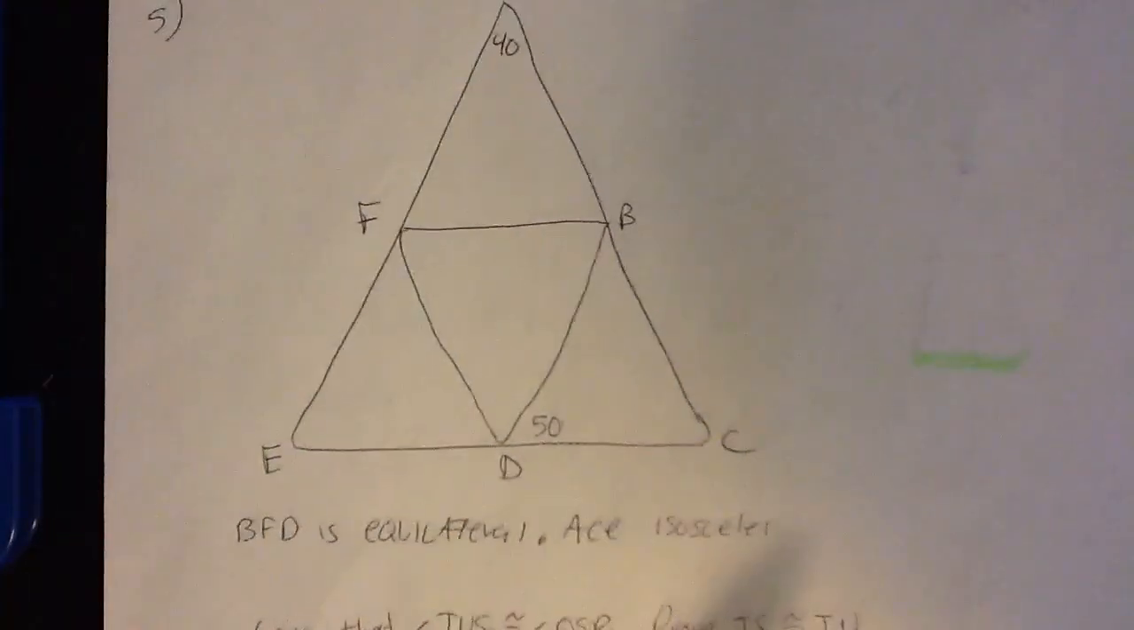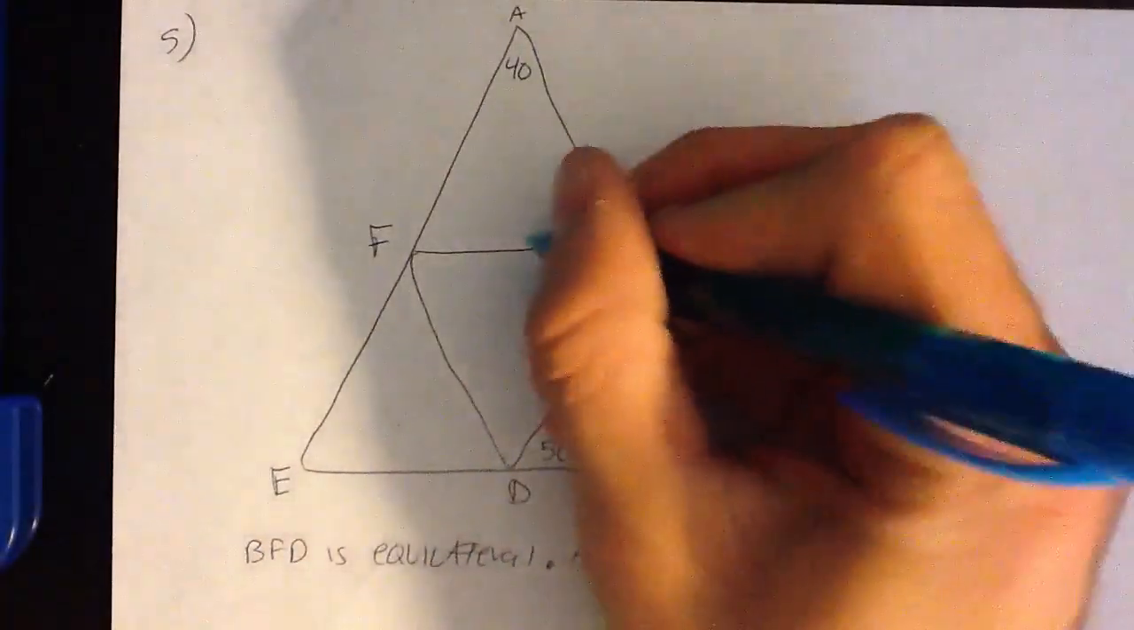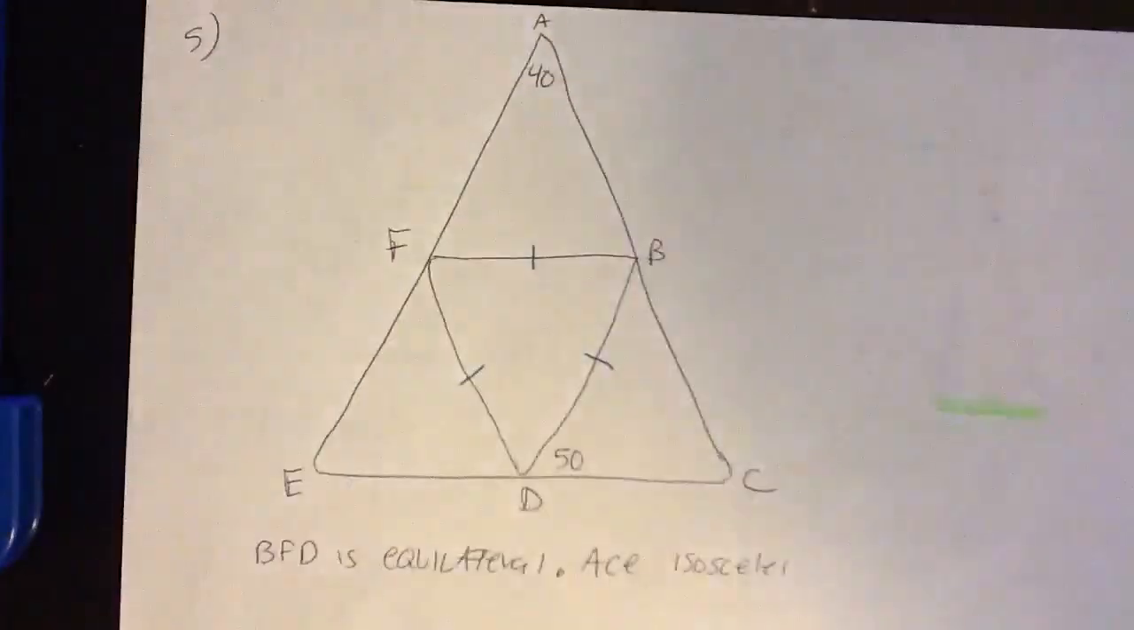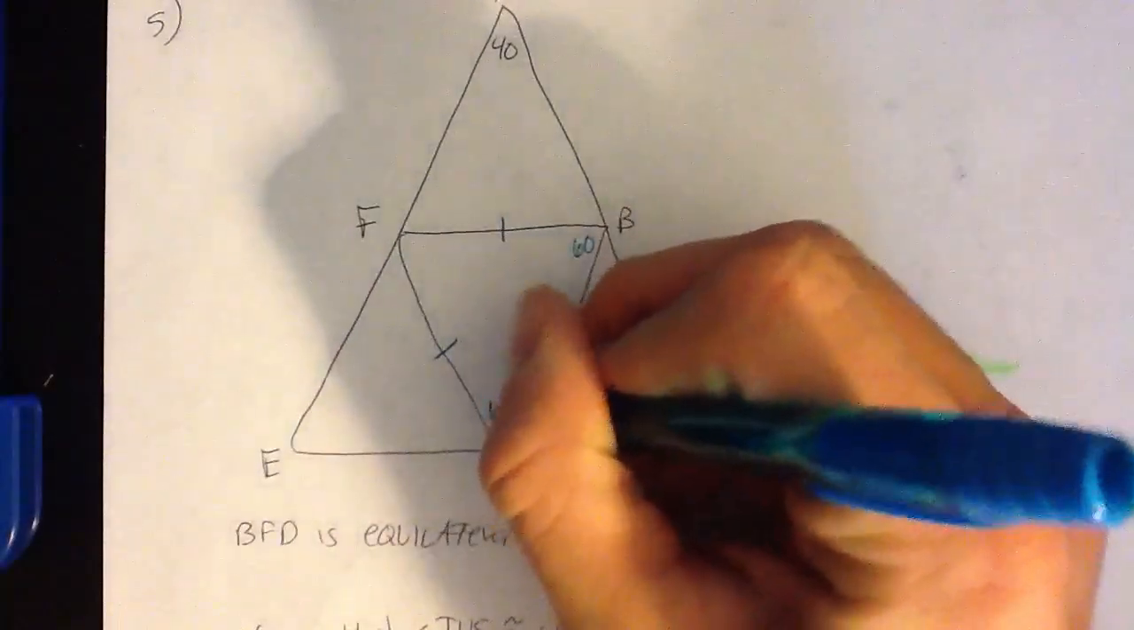Okay, flipping over, here we got one that's going crazy. It's hard for me to even fit it on the screen. No markings at all, but it tells us down here, BFD is equilateral. Boom. Mark it up. And you may want to already just say, oh, I know, equilateral, 60, 60, 60.